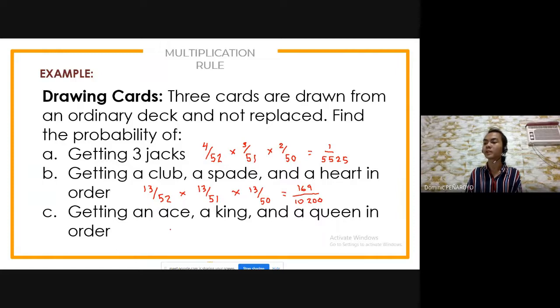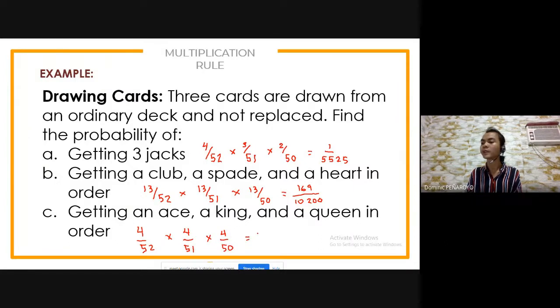So, what is the probability of getting an ace? So, that is 4 over 52. So, that's the first draw. Times a king. So, ilan ba yung probability makakuha tayo ng king? That's also 4 over. Pero since bawasan na tayo ng isang card, so that's over 51 times a queen. Queen natin, meron din tayong 4. So, that's 4 over. Ilan na lang? 50.